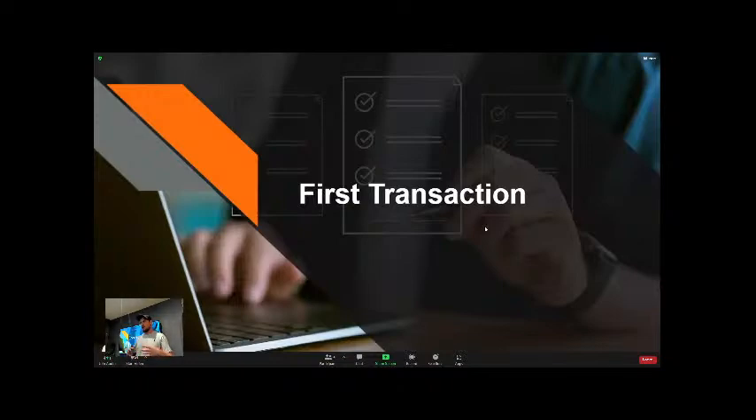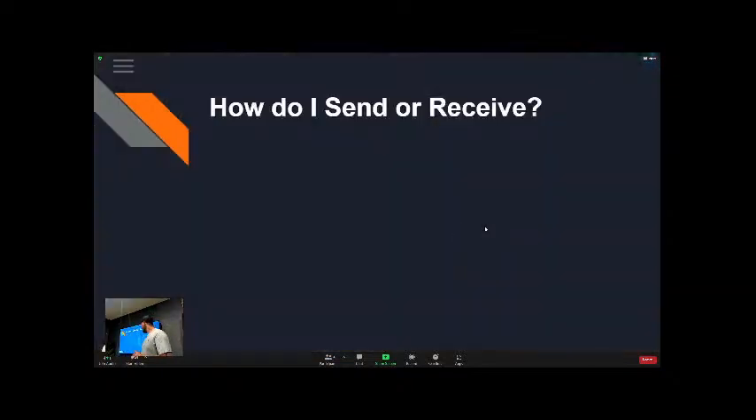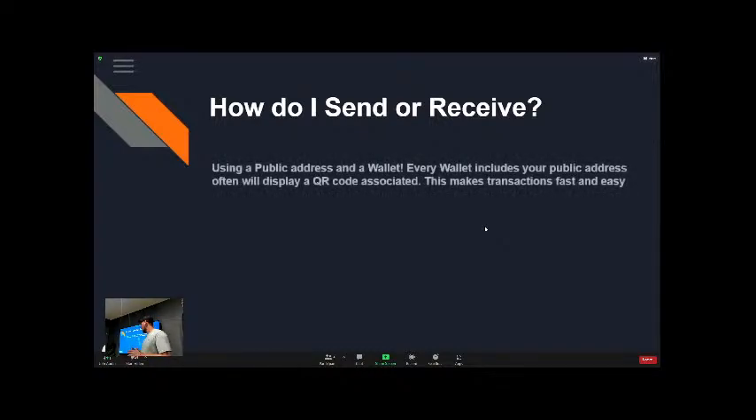So we got some Bitcoin, we bought it, we have our wallet set up, everything's good to go. What's the next step? Where do we go from here? That's doing your first transaction. So how do you send and receive Bitcoin? It's a fairly straightforward process, but it's a little bit counterintuitive if you haven't done it before.